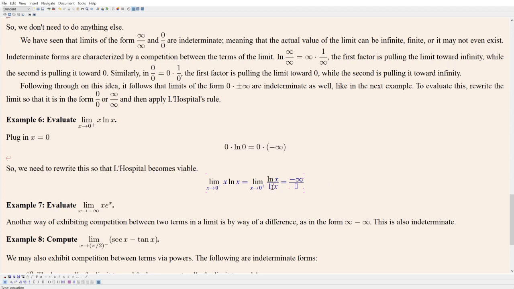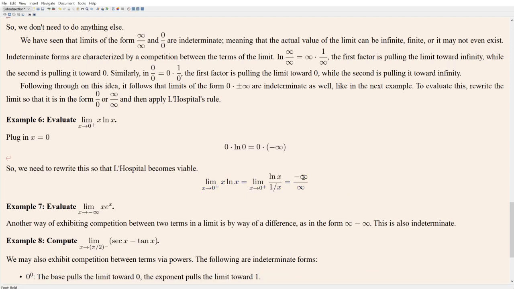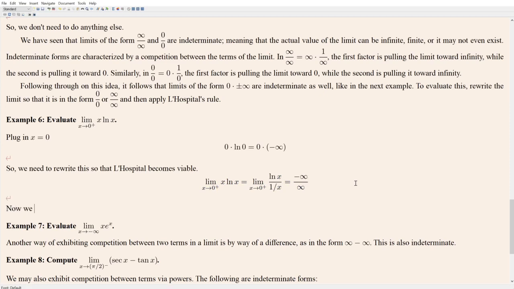We'll see. So 1 over infinity is infinity. Or, I'm sorry, 1 over 0 is infinity. We're approaching from the right, so it is positive infinity. So now, indeed, we are in a position to use L'Hopital's rule, because it's infinity over infinity. The presence of this sign doesn't really matter.